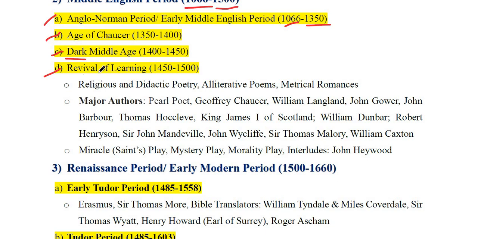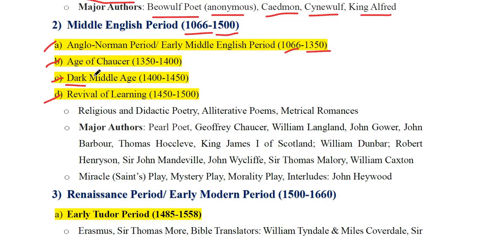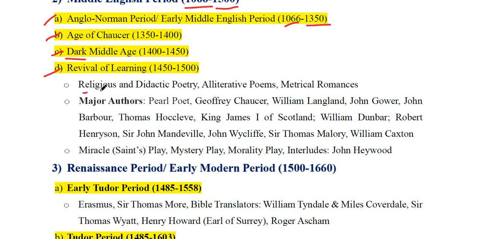So let us look at what the major trends in the Middle English period are. We see religious and didactic poetry, alliterative poems. Alliteration is the repetition of consonant sound at the beginning of successive words. In a video on rhetoric, I will discuss the major figures of speech along with that. Then we have metrical romances.